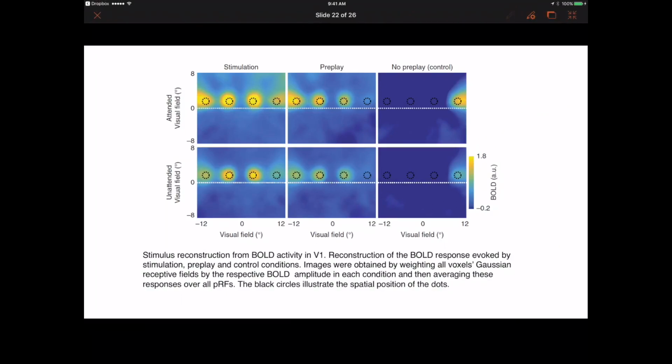Now here, some statistics are applied to this data to sharpen it up and to reduce the noise that is inherent in this response. And now it becomes even more clear that whether you attend to the stimulus, this is the attended visual field, or you put a distracting event in, you get pre-play events happening when you play the left dot. The right dot here, the normal condition, will not generate this response.